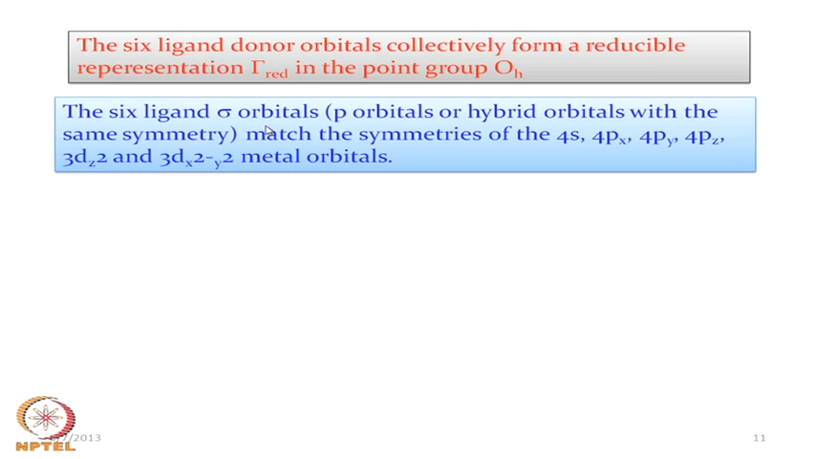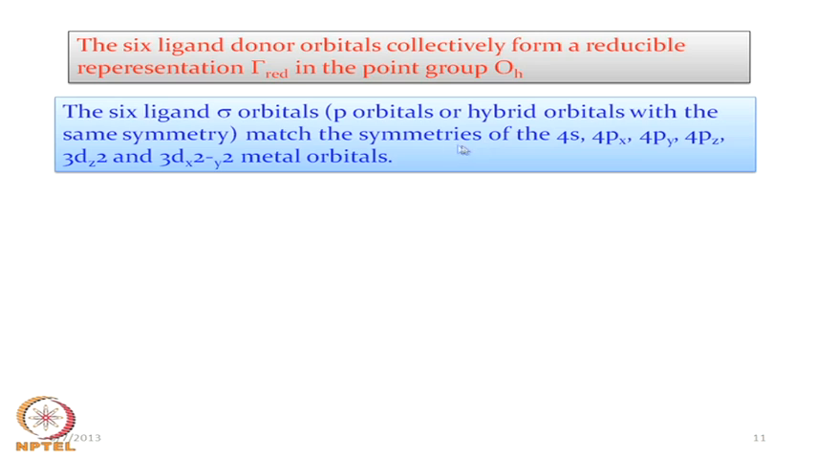So, the 6 ligand sigma orbitals, the p orbitals or the hybrid orbitals with the same symmetry can match, that means the 6 SALCs from the ligand. So, either s and p orbitals or the hybrid orbitals from those ligands can match the symmetries of the s, px, py, pz, dz square and dx square minus y square metal orbitals. So, matching will be with all the orbitals.